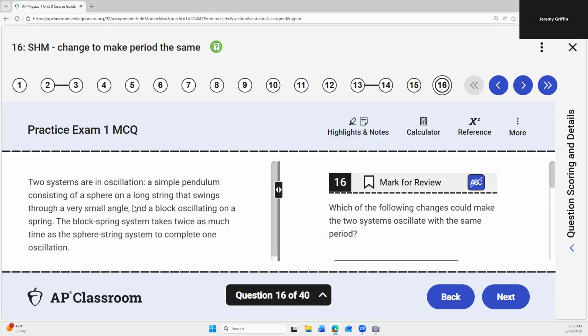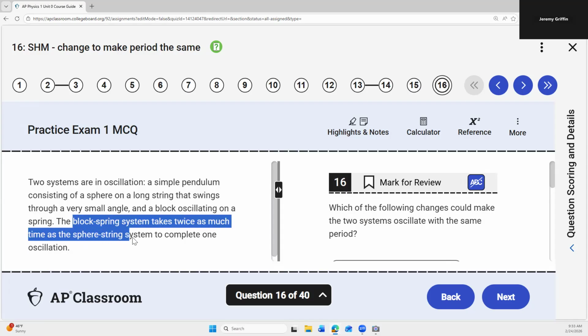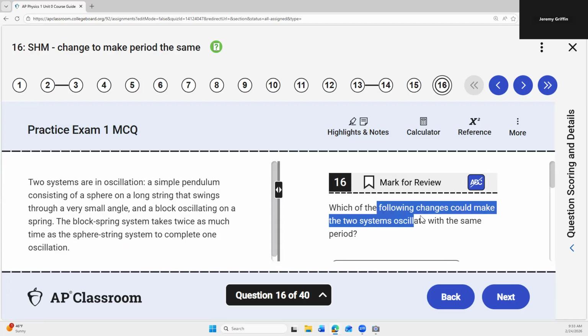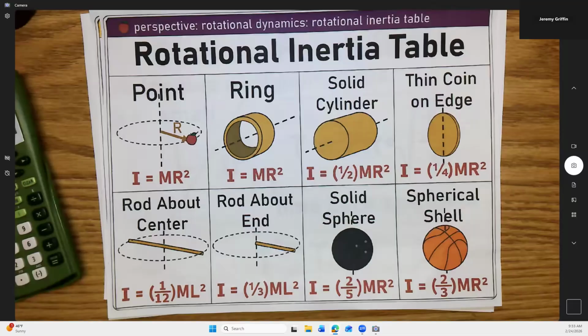Two systems are in oscillation. A simple pendulum consisting of a sphere on a long string that swings through a small angle, and a block oscillating on a spring. The block spring system takes twice as much time as the sphere string system to complete an oscillation, so double the time period. Which of the following changes could be made so the system oscillates with the same time period? All right, well, let's definitely draw this out. Block system takes twice the time.